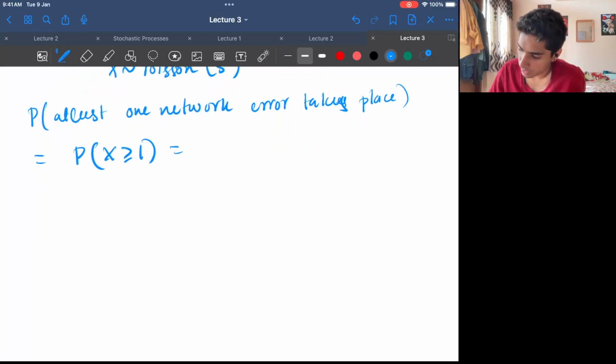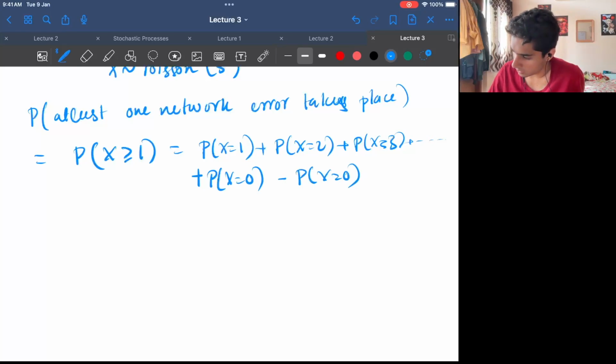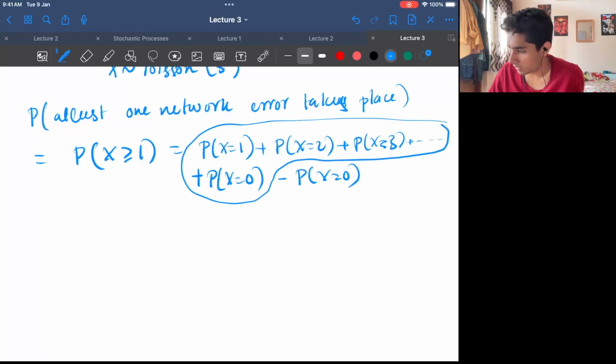Now this can be written as probability of x equal to 1 plus probability of x equal to 2 plus probability of x equal to 3 plus and so on, right? Now I will just add and subtract probability of x equal to 0. So if you look at this, then this entire thing should be equal to 1, because the sum over k equal to 0 to infinity of probability of x equal to k should be equal to 1, since the sum of all probabilities should be equal to 1, right? That will become 1 minus probability of x equal to 0.